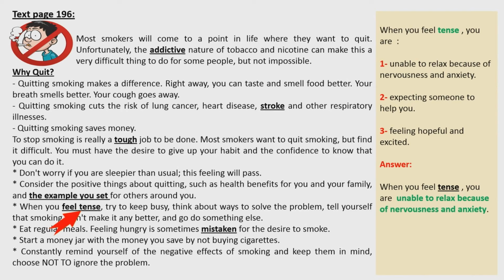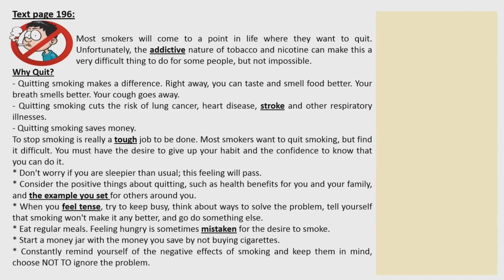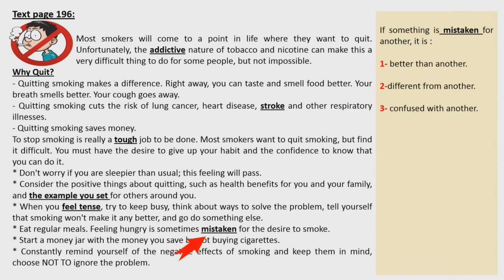And the last word that we are going to find out its correct meaning is the word mistaken. The sentence says, feeling hungry is sometimes mistaken for the desire to smoke. If something is mistaken for another, it is better than another, different from another, or confused with another. I think you got it. If something is mistaken for another, it is confused with another.